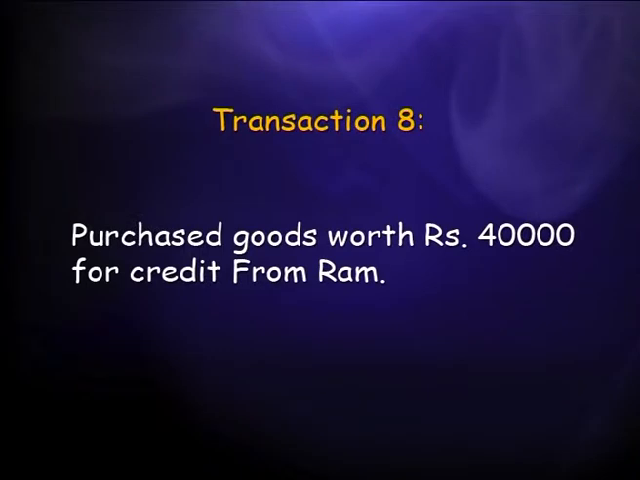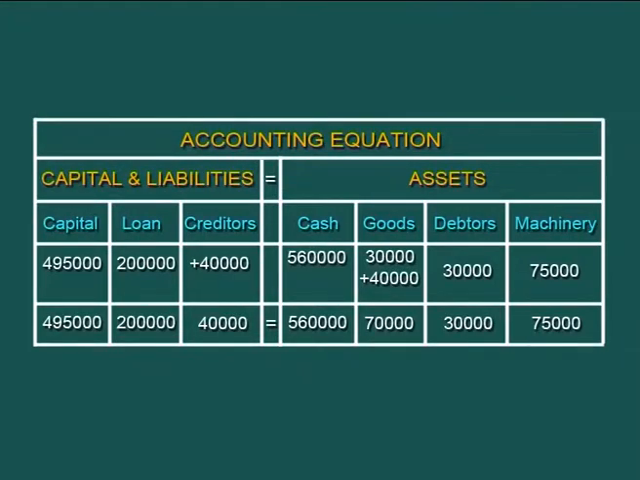Now, in our next transaction, let us say we purchased goods worth rupees 40,000 for credit from Ram. As you are purchasing these goods for credit, there will be a liability on account of the supplier, that is Mr. Ram. So, you have one more liability on the liability side, that is creditor of rupees 40,000 Mr. Ram. Because you are purchasing goods, the stock of goods will increase. So, goods will increase from 30,000 to 70,000 rupees. This will make your equation balanced again.